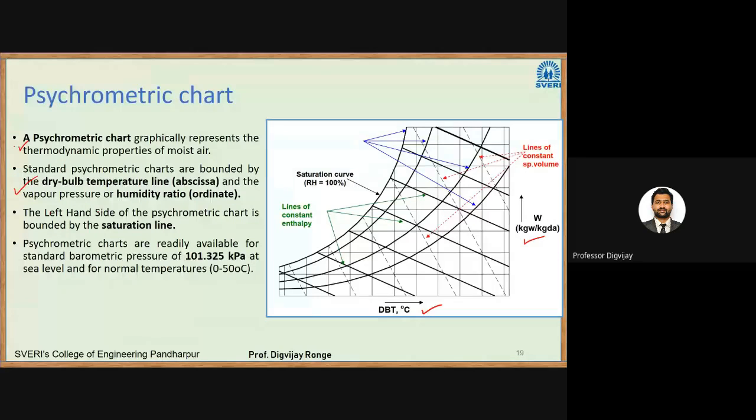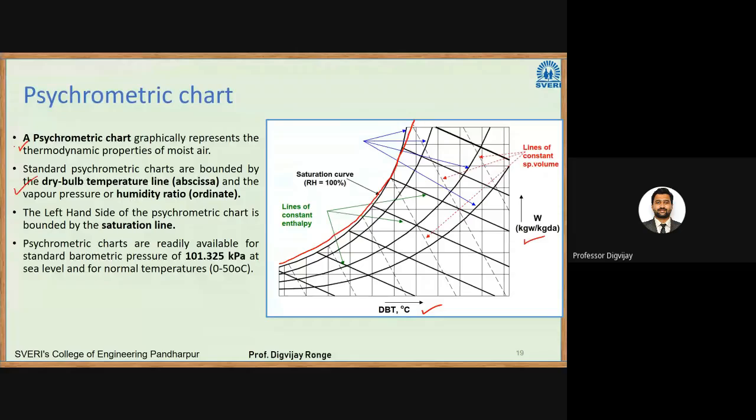So the left hand side of the psychrometric chart is bounded by the saturation line. Okay, so we have one line at the bottom, that is the x-axis. Then we have the y-axis, and there is another curve. So what you see here, this end curve, is nothing but the saturation line.